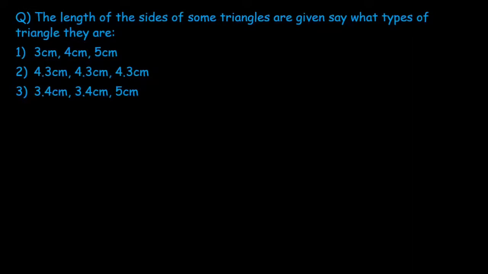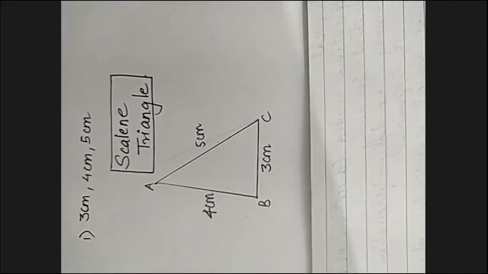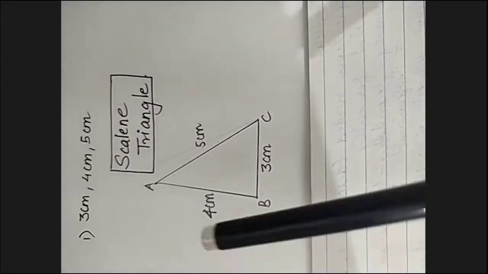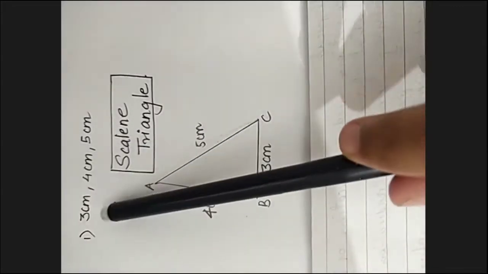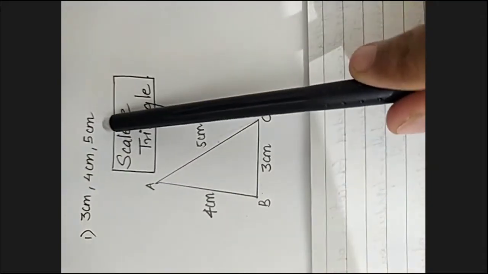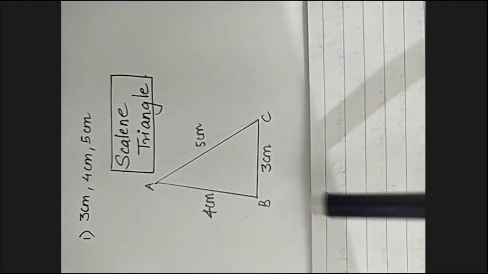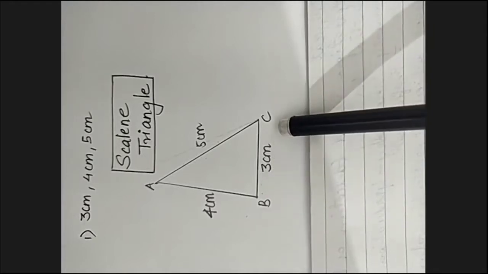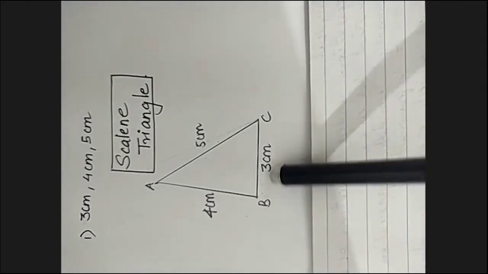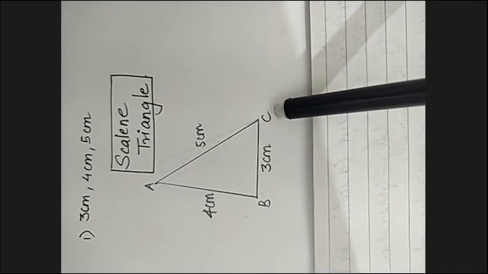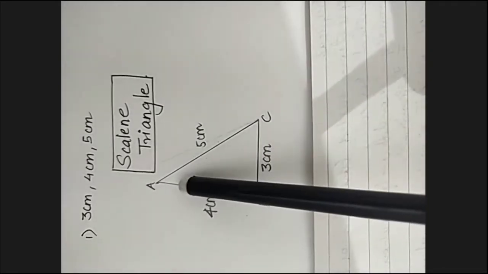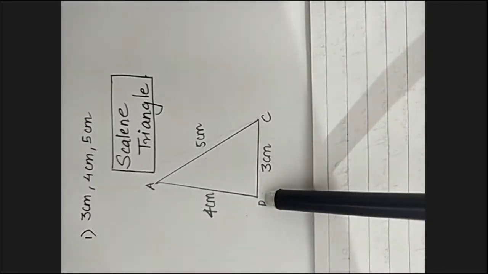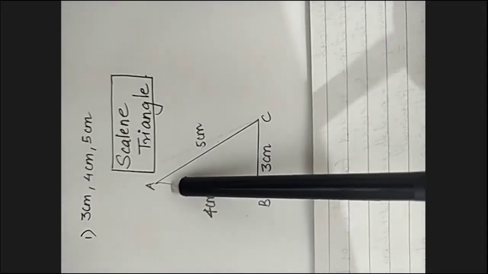So now we will draw the triangles according to the measurements given, and we'll see what type of triangles they are. So here, as you can see, 3 centimeter, 4 centimeter and 5 centimeters are given. So I have taken the first side as 3 centimeter and I've drawn a line of 3 centimeter. Then I drew a line of 5 centimeter and I joined the line that is 4 centimeter.